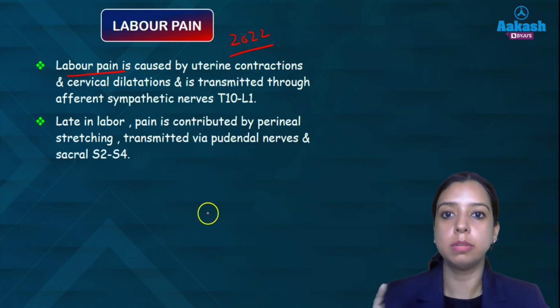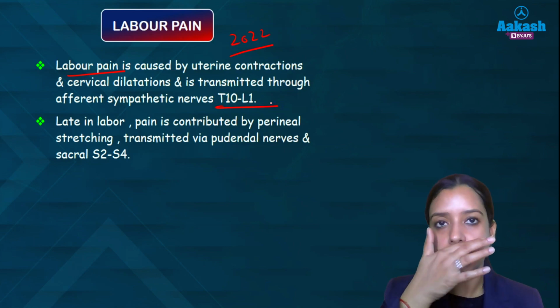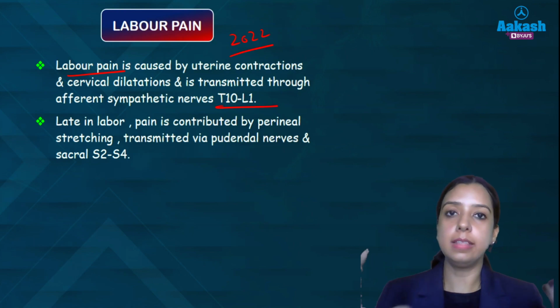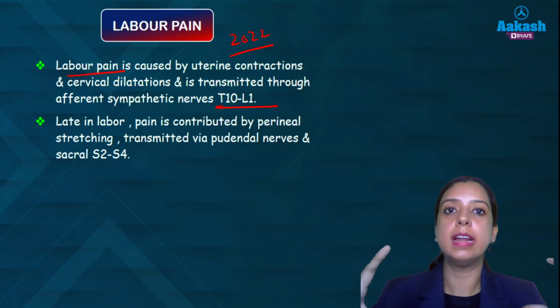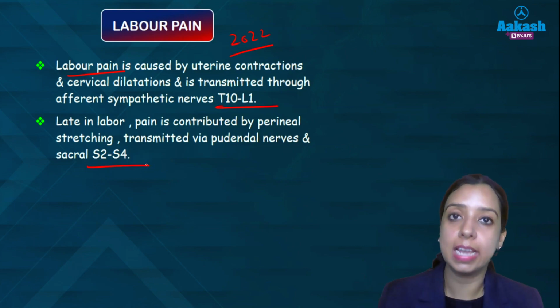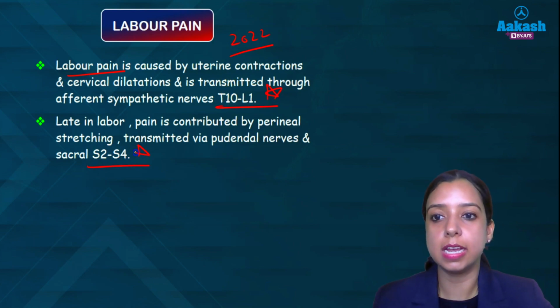It is transmitted through sympathetic spinal nerves T10-L1. T10-L1 are the ones transmitting the first phase of labor pains. In the second stage, when the cervix is fully dilated, the main cause of pain is perineal stretching. So the pain in the second stage is transmitted by S2-S4, the pudendal nerve and the sacral nerve. So in first stage T10-L1, in second stage S2-S4.